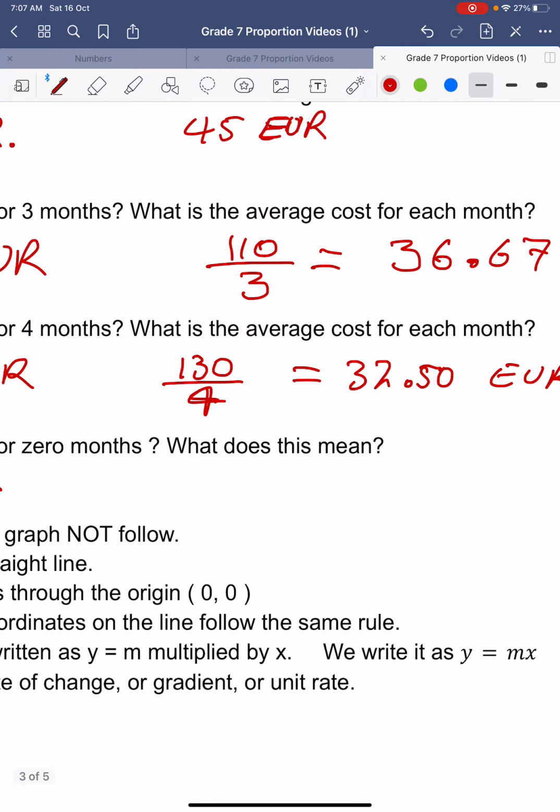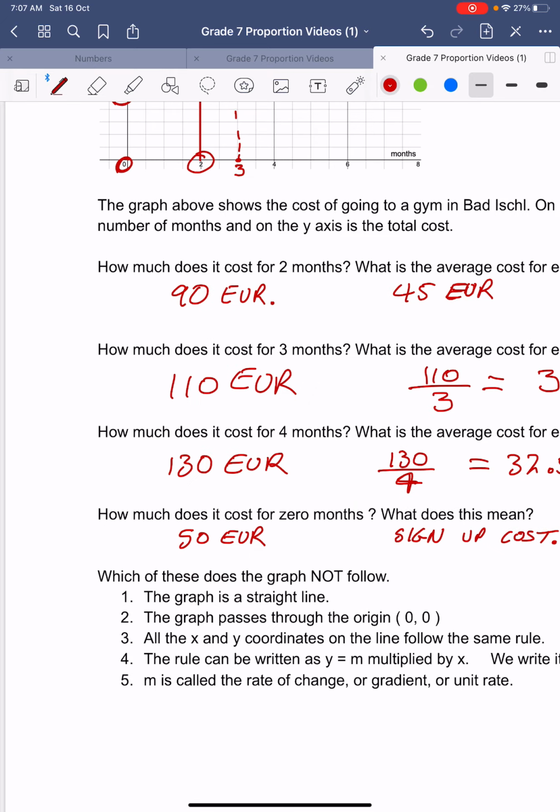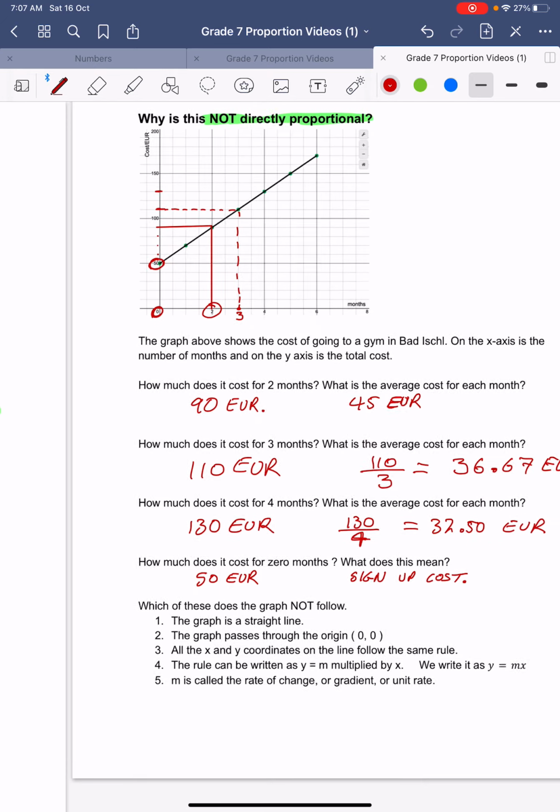And what does this mean? This is kind of like a sign-up cost. This is just to allow you to actually enter the gym, and then every month you have to pay some extra cash.